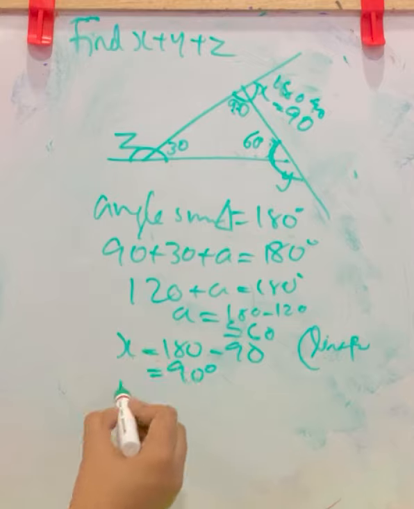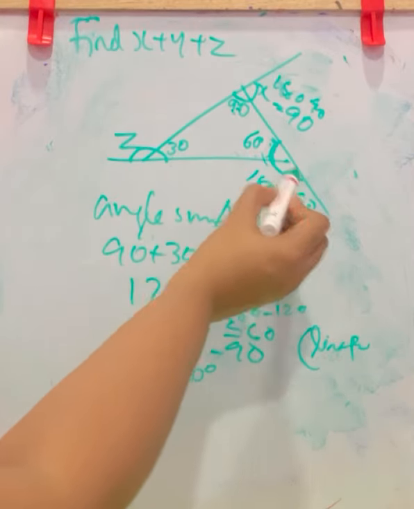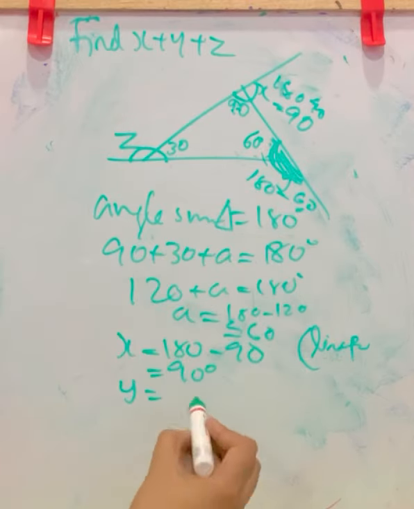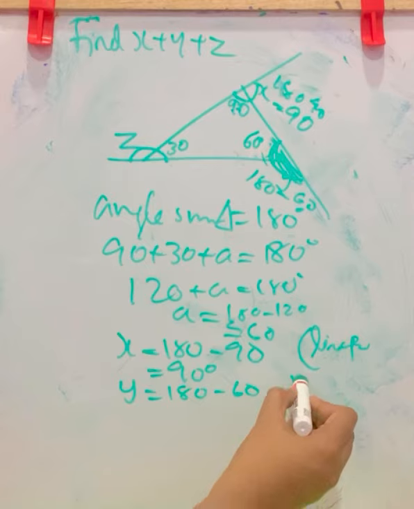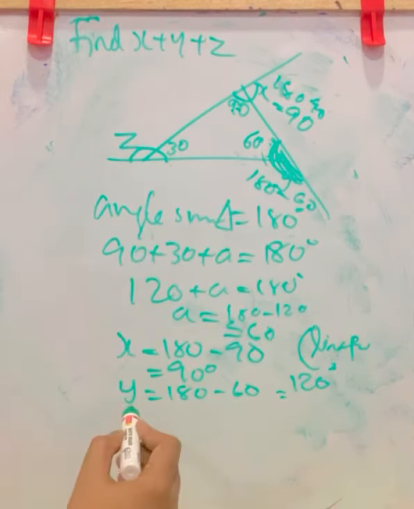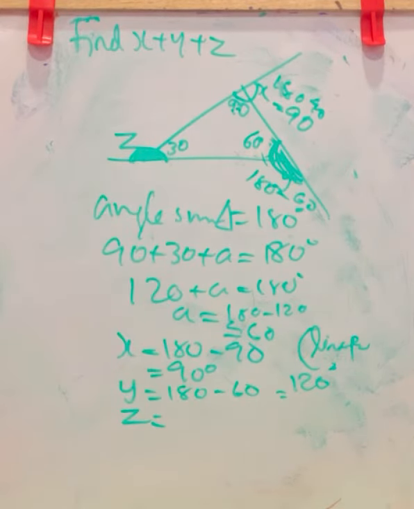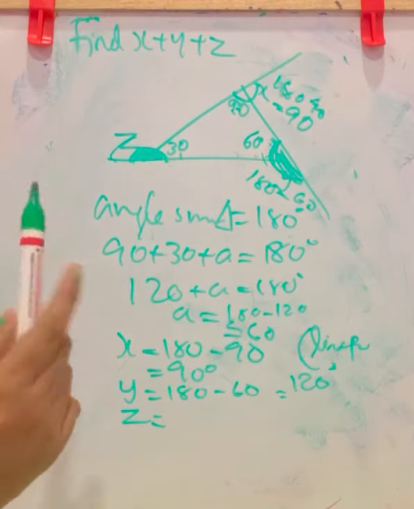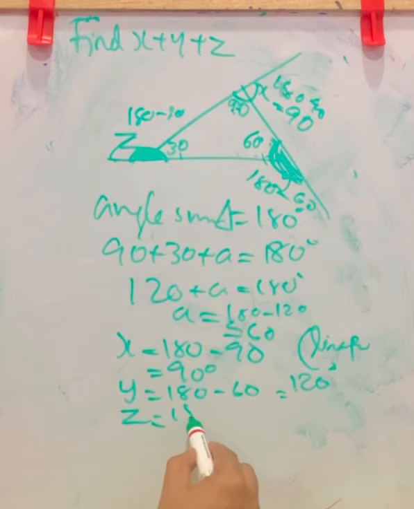Now what about y? That is here 180 minus 60. This is a linear pair. So 180 minus 60, again a linear pair, that is 120. 120 degrees is y. Now z is equal to, here also we have a linear pair. So the linear pair sum is 180. So this is 180 minus 30. 180 minus 30 equal to 150.